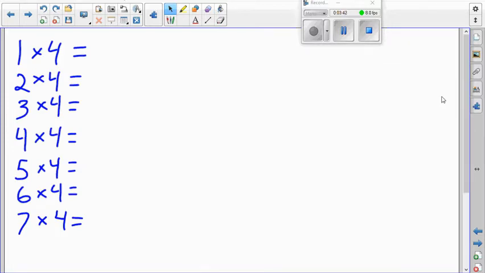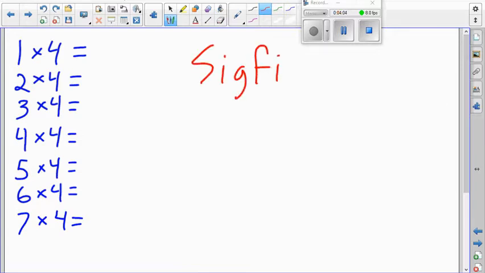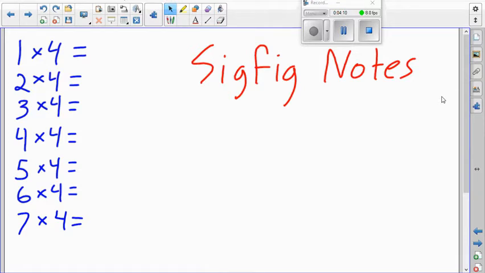I would just love for you guys to start your notes by writing down the multiplication table for the number 4 for numbers 1 through 7. So go ahead and write down those 7 math problems for me. We want to make sure that our math skills are up to snuff. And you can title these notes, by the way, Sigfig notes. So go ahead and knock out that multiplication table for me. We're going to talk about it here in 60 seconds.